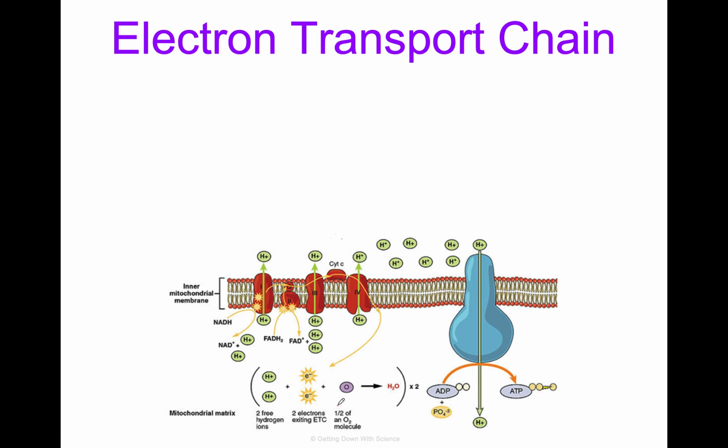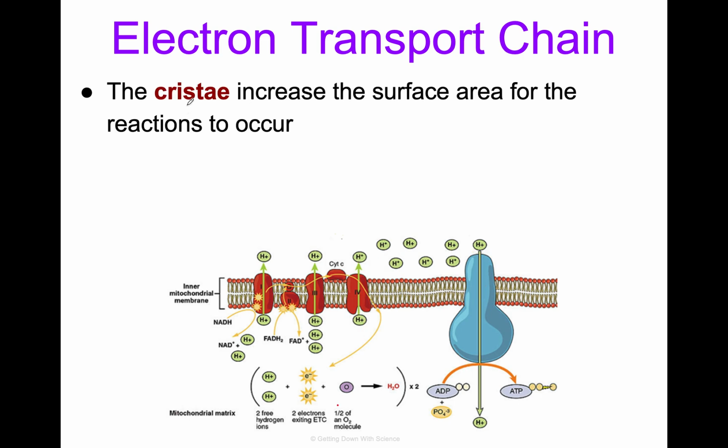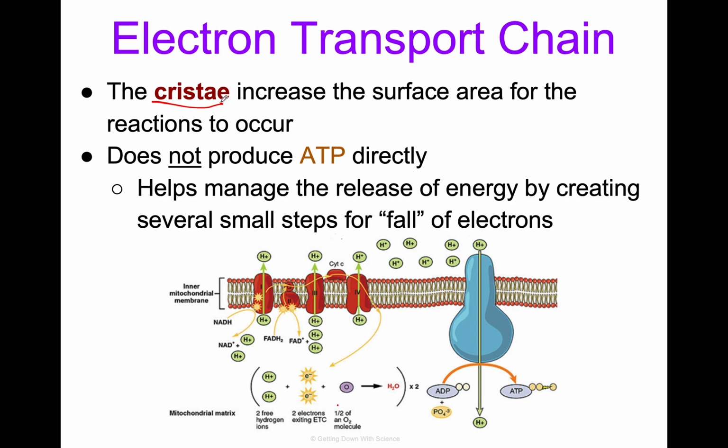Follow the arrows. All right, the cristae, the inner membrane folds of the mitochondria, increase the surface area for reactions to occur. We saw that this is really important and really good. The more ATP, the more energy. It does not produce ATP directly. ATP is produced by going through this process. Instead, it helps maintain the release of energy by creating several small steps for the electrons to fall through. So again, there's a buildup of electrons on this side. They fall up, and then they fall back down. When they fall down, they make that ATP.